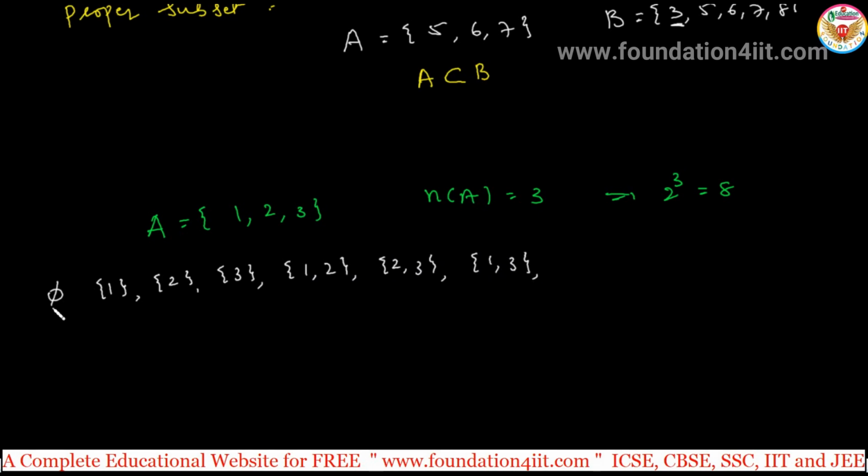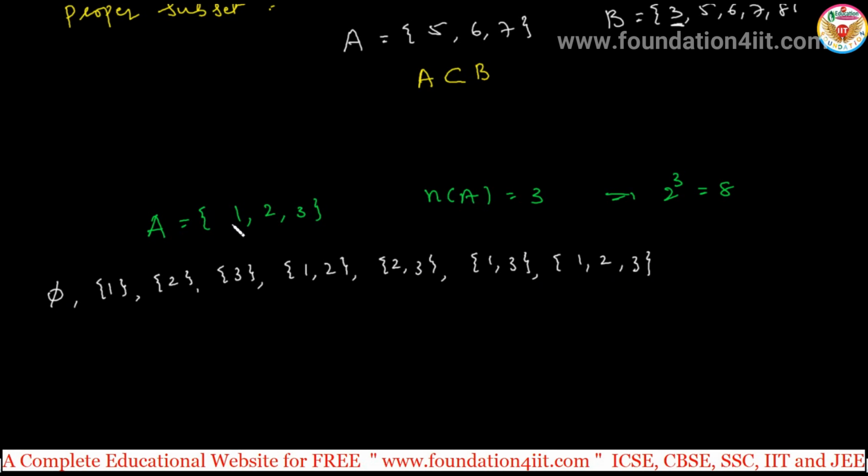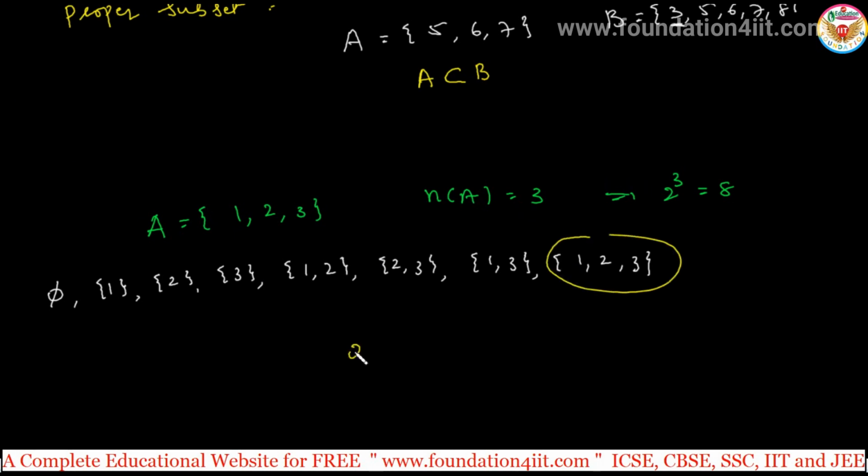Null set, if there is no element, is also a subset. Again itself, 1 2 3. Every set is a subset of itself. That's why 2 power n is the number of subsets. When you come to the number of proper subsets, this itself is not there. That's why 2 to the power n minus 1, one number less.